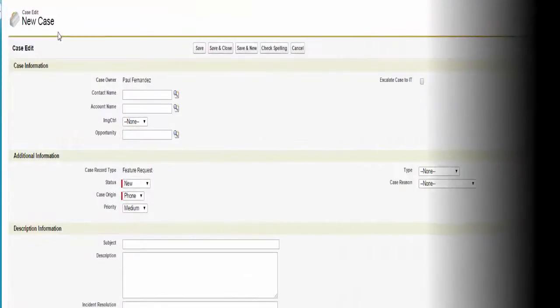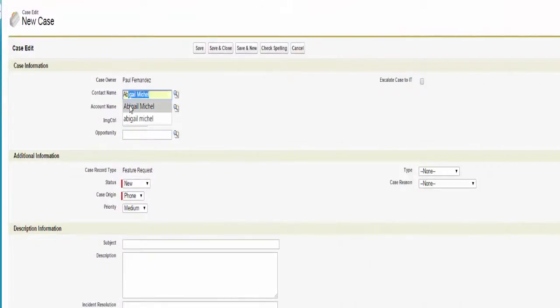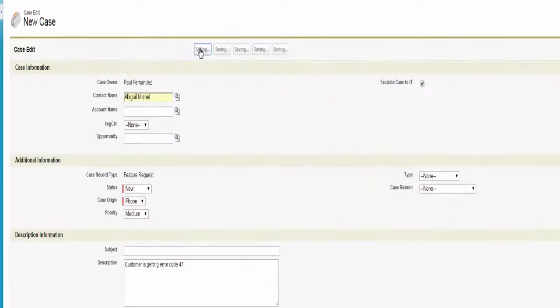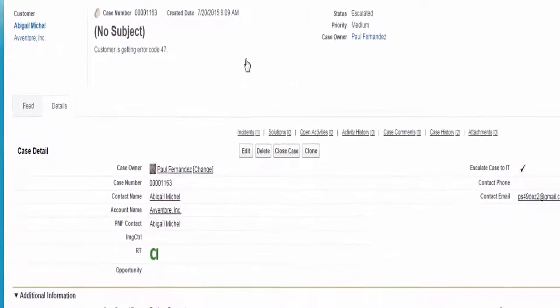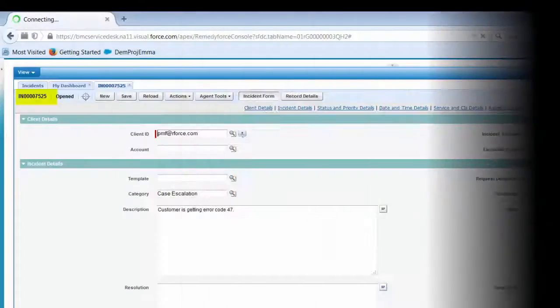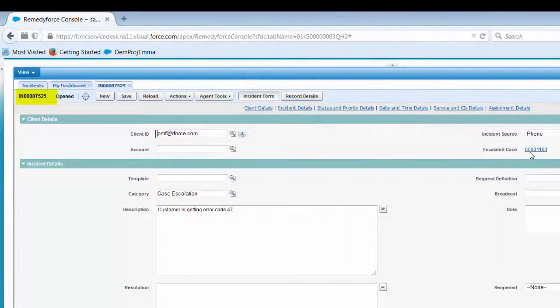Now let's take a look at these processes in action. Here the customer service rep logs the case in Service Cloud and identifies the need for IT assistance. The case is generated as well as a related incident. Here is the incident that was generated, and it reflects the customer service representative who submitted the request on behalf of their customer, the related case number, and the description of the issue.